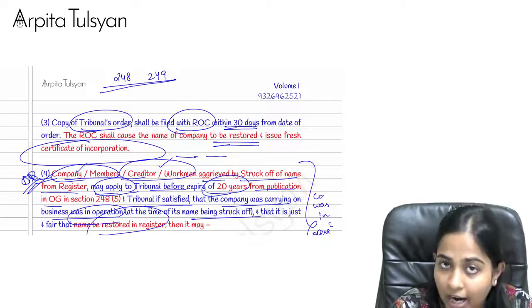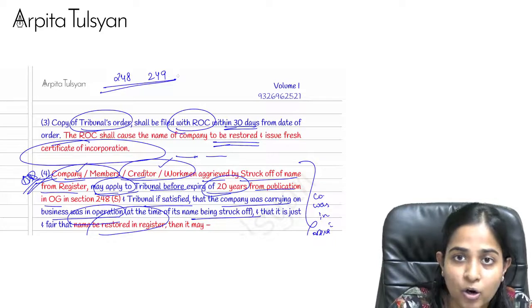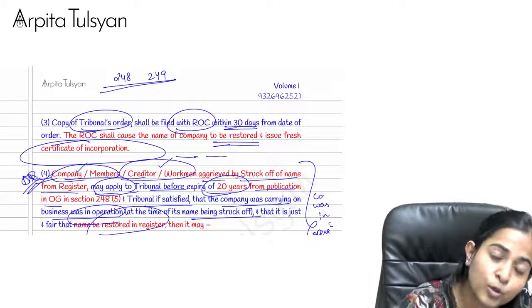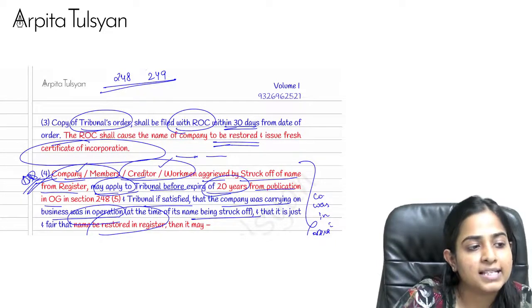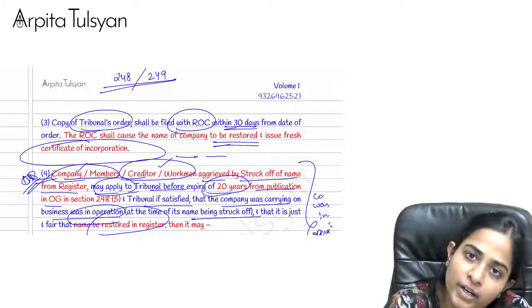I am not saying that the other three sections are not important, but out of the five also, the most important sections are section 248 and section number 249.